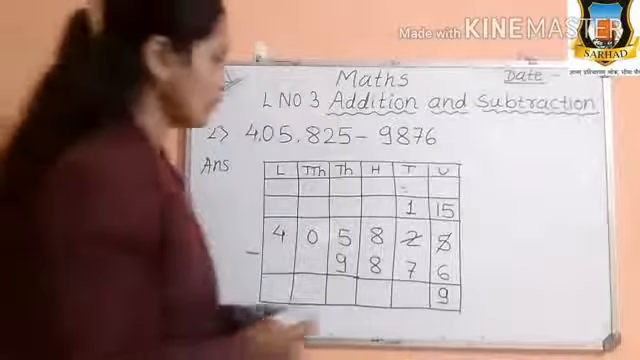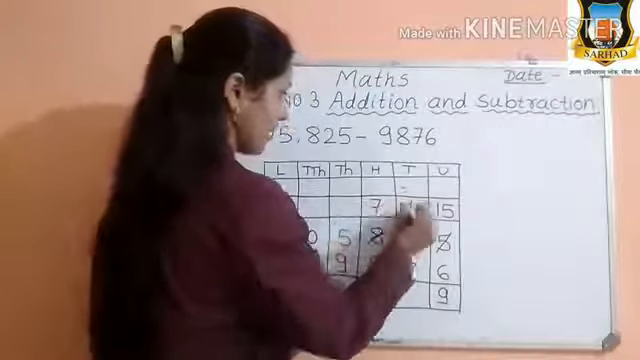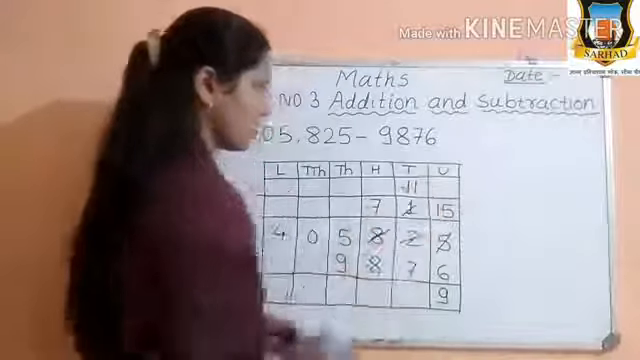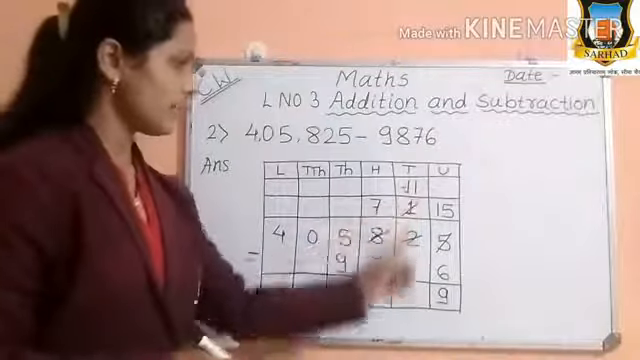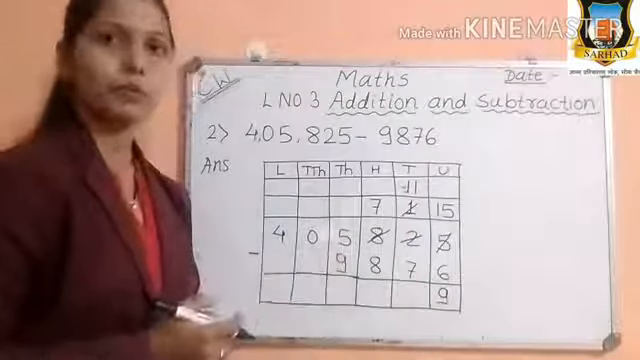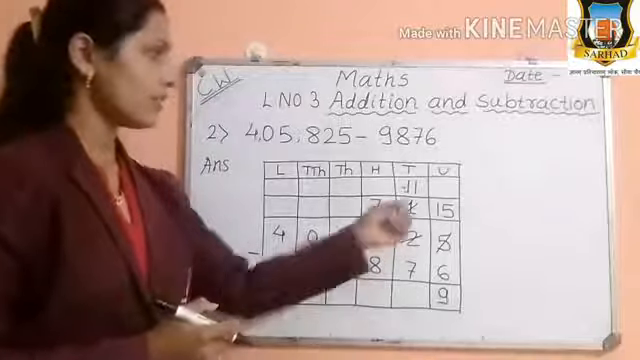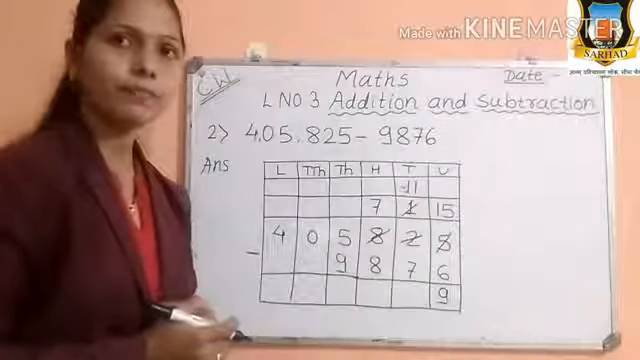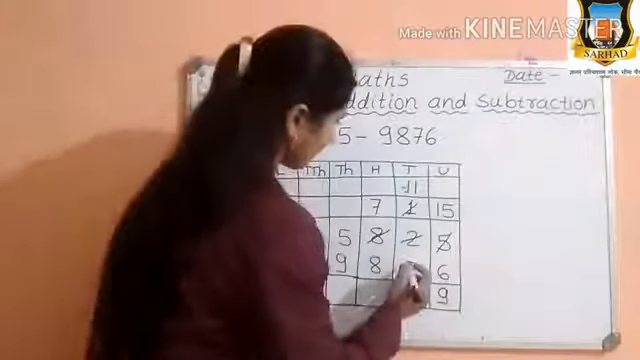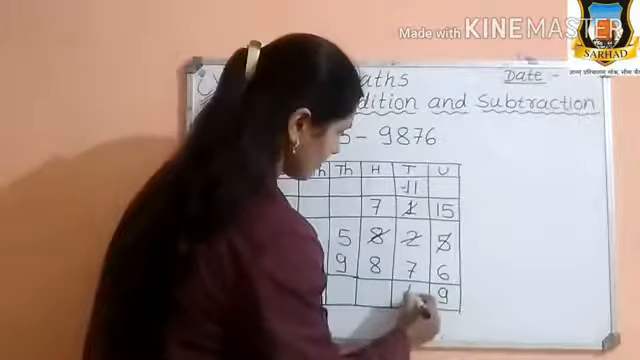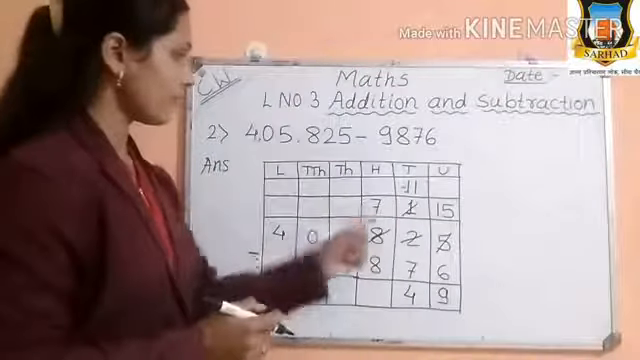Okay, now 1 minus 7, is it possible? No. So we should take one borrow from the next number, and here comes 11. That means 11 minus 7, we have to do this subtraction. Then what will be the answer? 11 minus 7. Okay, 11 minus 7 is 4.